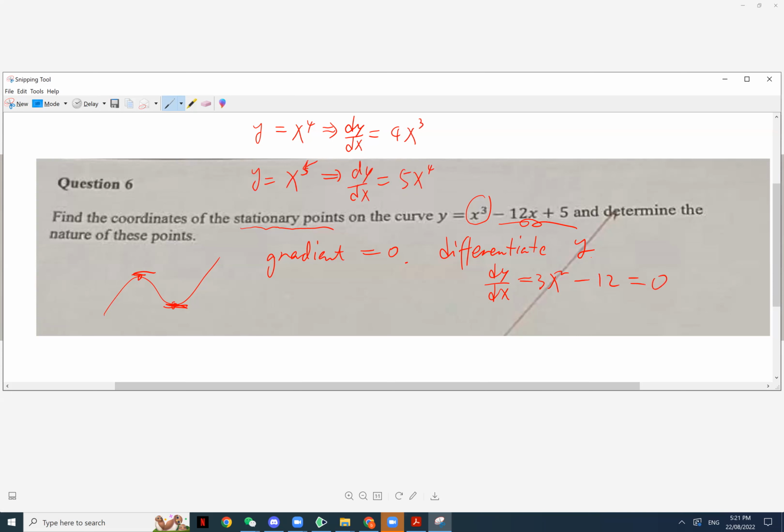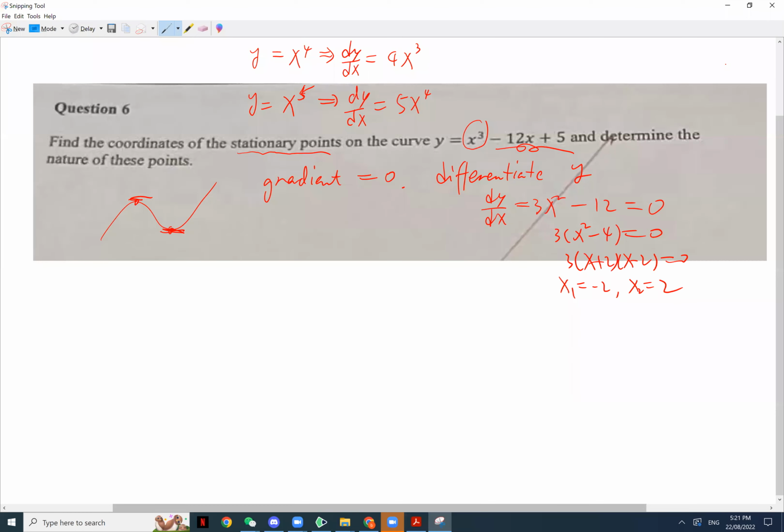Oh, algebra. Solve it. We can factorize. So x1 equals -2, x2 equals 2. So we got x values, -2 and 2.